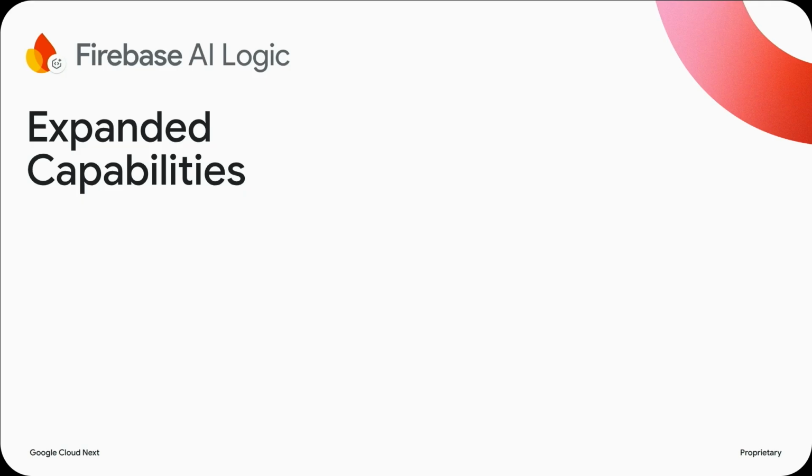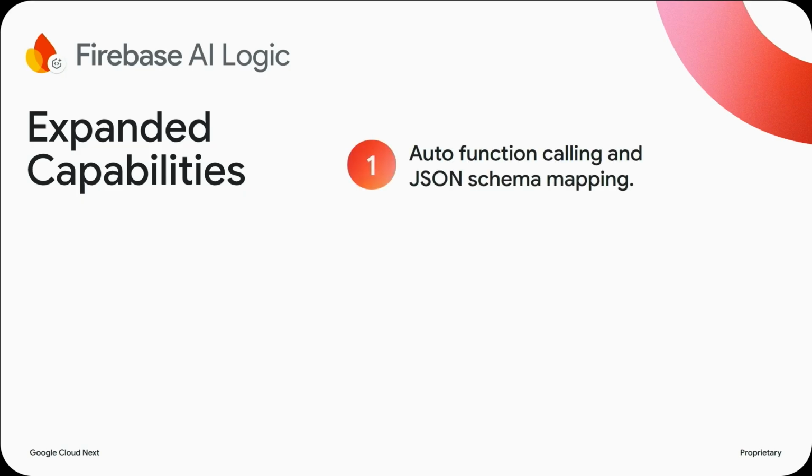Gemini models have continued to advance, and Firebase AI Logic has expanded its capabilities to ensure that your apps can take full advantage of what Gemini has to offer. Capabilities like auto function calling and JSON mapping can hugely reduce the amount of boilerplate that your apps have to produce. Even more protection against abuse with things like template-only mode, which enforces that only the server-side templates, or the server-side prompts, are able to be executed on your resources.